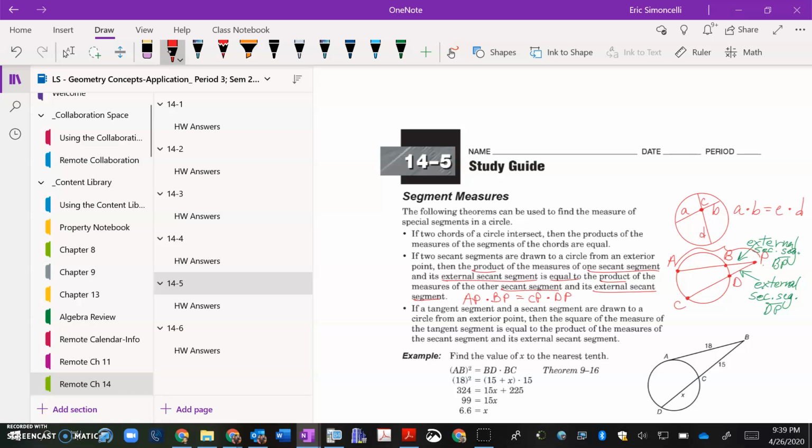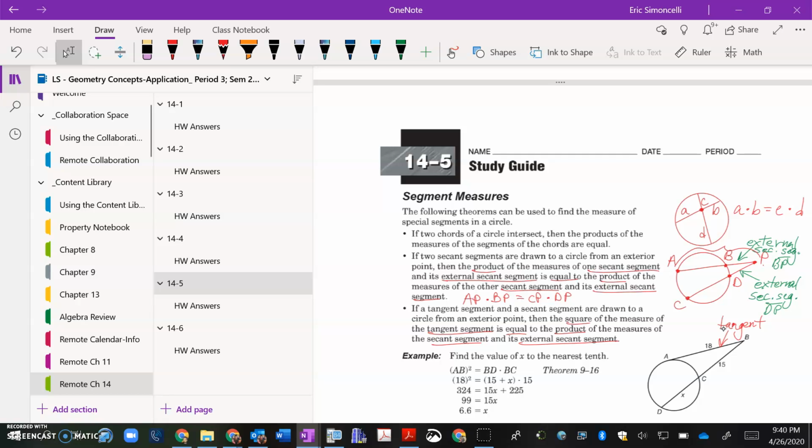If a tangent segment and a secant segment are drawn to a circle from an exterior point, then the square of the measure of the tangent segment is equal to the product of the measures of the secant segment and its external secant segment. There's a lot of similar language here, except now we're also deciphering in our equation utilizing a tangent. I'll utilize that here in a moment.